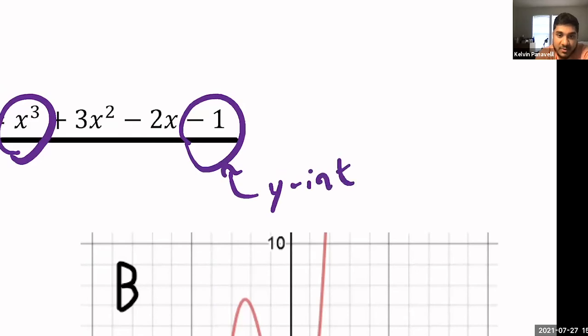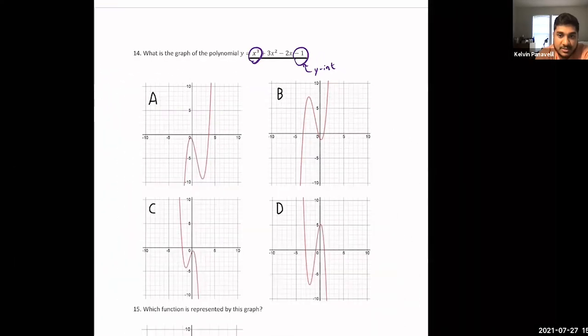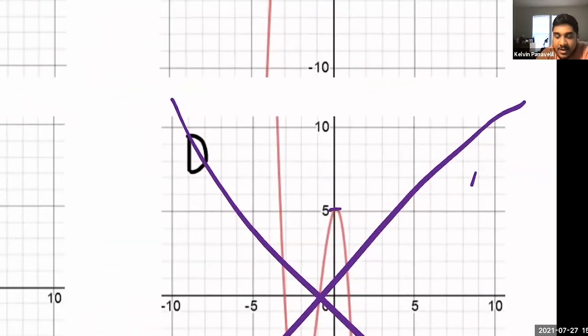So which one are we going to eliminate right away? Let's look at the answers. Which one does not pass through -1 on the y-axis? Really good. So let's get D out of the picture. D passes through positive like 5, it looks like.